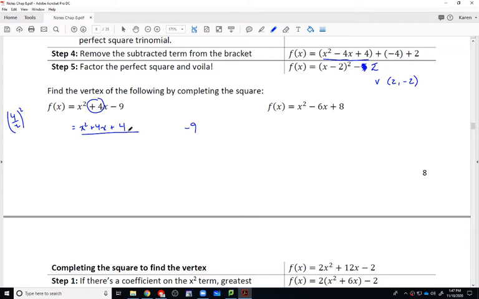But I can't just add 4 to an expression. That would change the value. But if I add 4 and subtract 4, I'm not changing the value of my expression because I'm adding 0. What does it allow me to do? Well, I can factor my perfect square trinomial down to x plus 2 all squared. And then I can collect like terms. I can get -4 minus 9 is -13. That would tell me that my vertex is -2, -13. It would open up and it would have a regular shape.